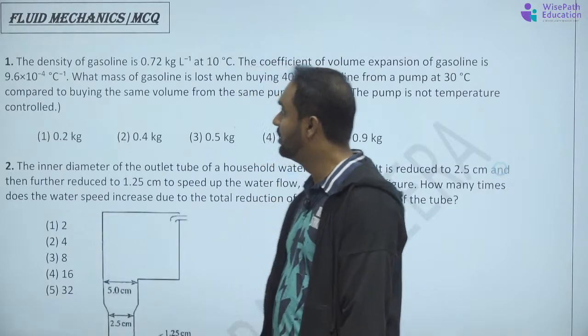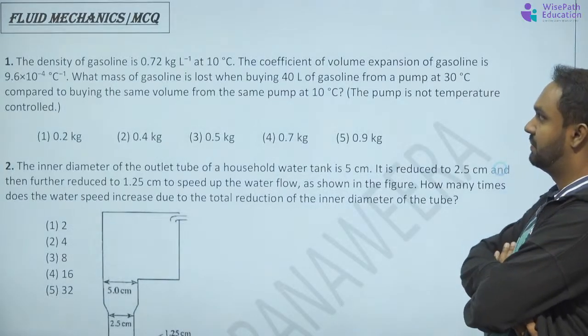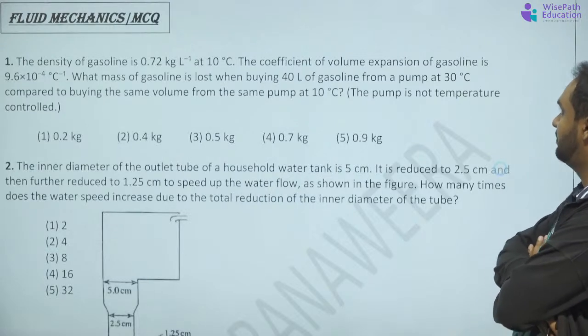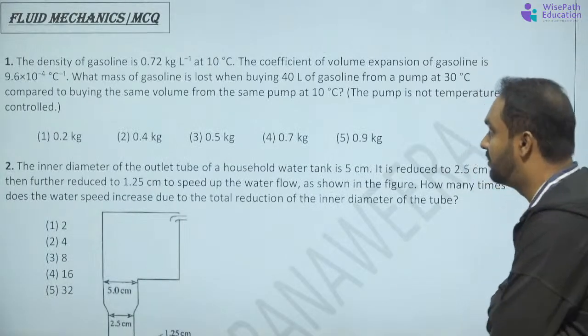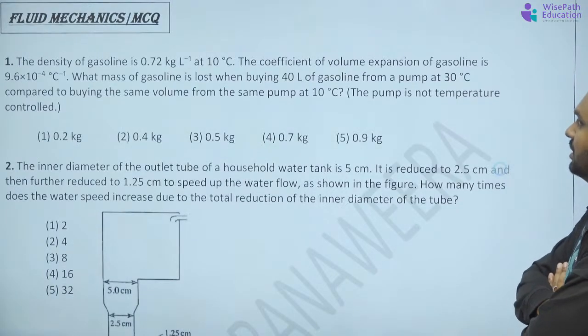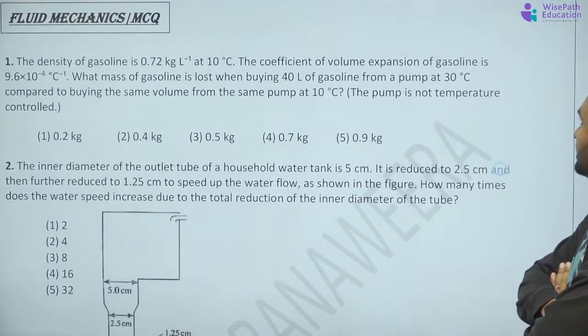Look, the density of gasoline is 0.72 kilograms per liter at 10 degrees Celsius. The coefficient of volume expansion of gasoline is 9.6 times 10 to the power minus 4 per degree Celsius. What mass of gasoline is lost when buying 40 liters of gasoline from a pump at 30 degrees Celsius compared to buying the same volume from the same pump at 10 degrees Celsius? The pump is not temperature controlled.